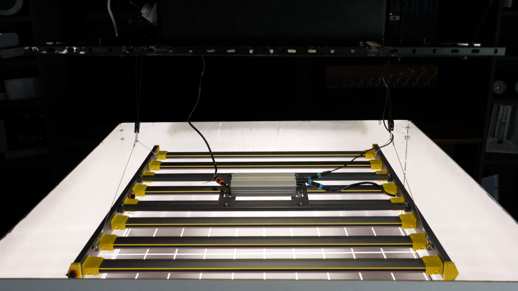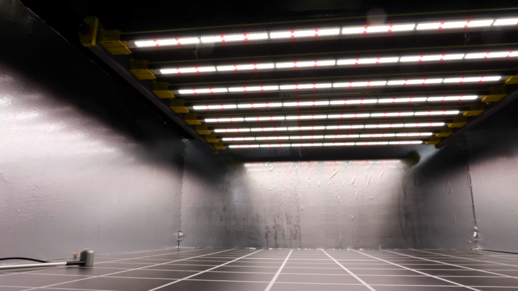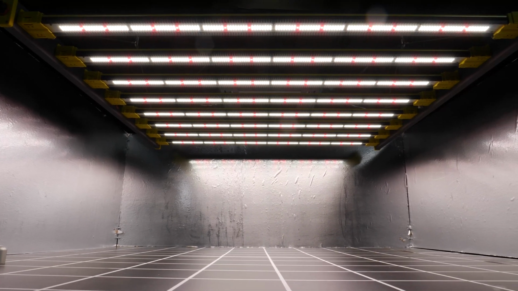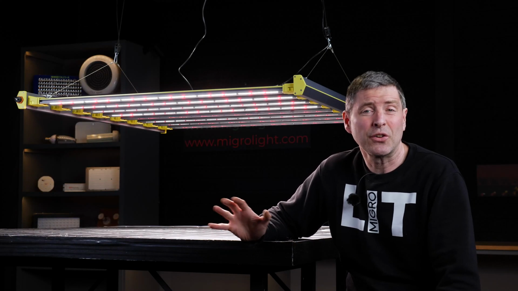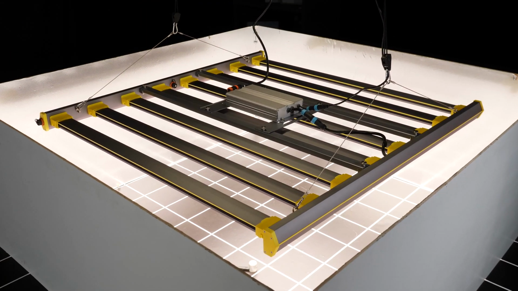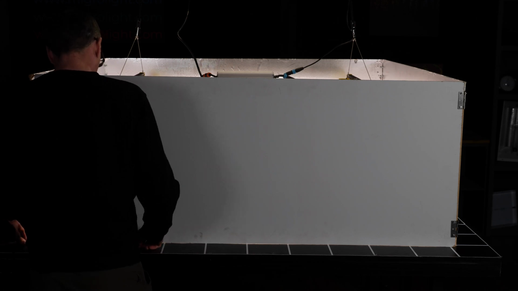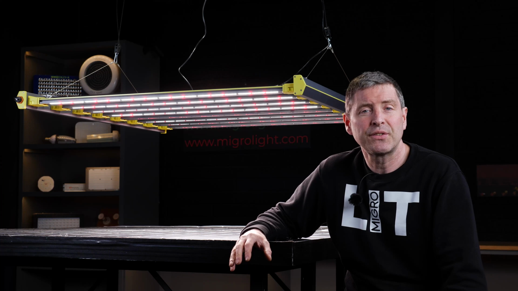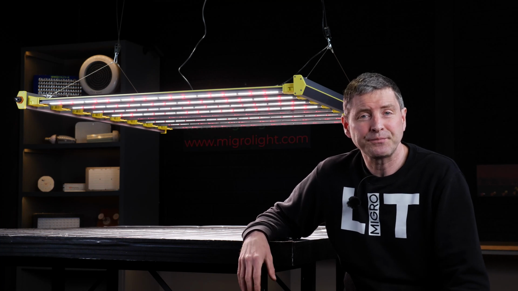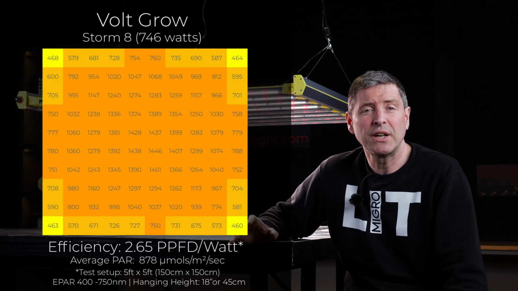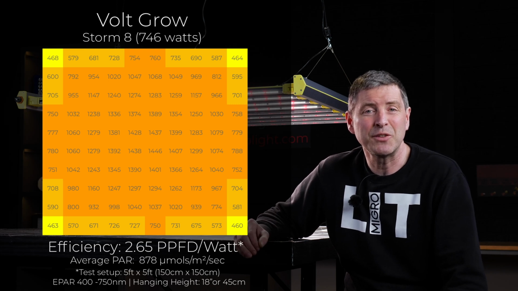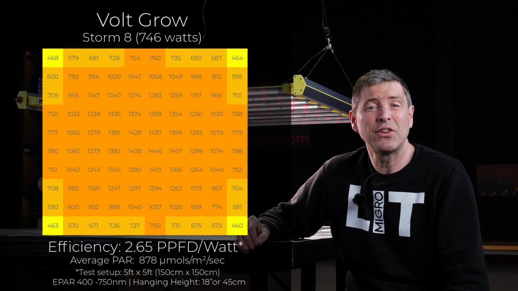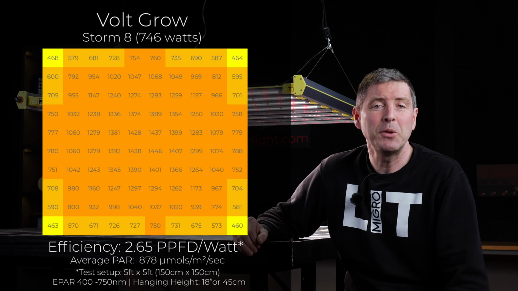So this is a big fixture. I tested it in a 5x5 at the hanging height recommended by Voltgrow, which is 18 inches or 45 centimeters from the underside of the light to the test area. Tested in an area with silver mylar walls, replicating a standard grow tent environment, and then took 100 power measurements with the Apogee PAR sensor all across in a grid to measure the full power output of this fixture. As you can see from the power map, it generates a really nice high power level, drawing 746 watts with an average of 878 micromoles and delivering a really good system efficiency of 2.65 usable PPF per watt.